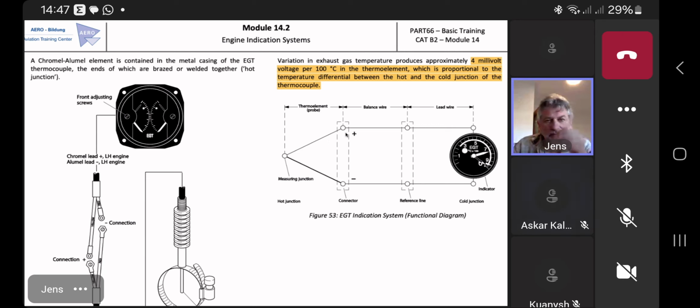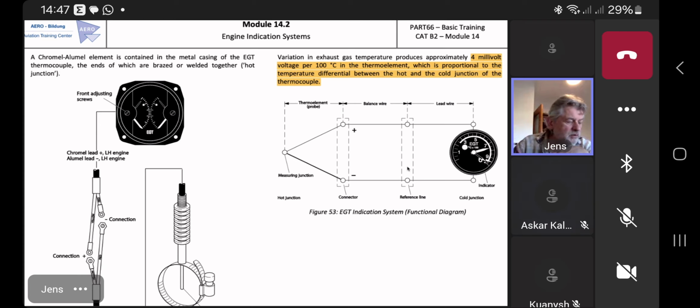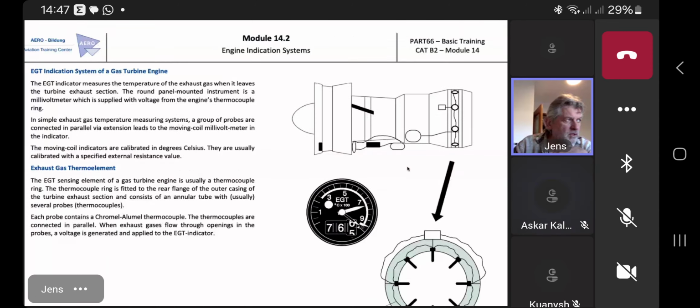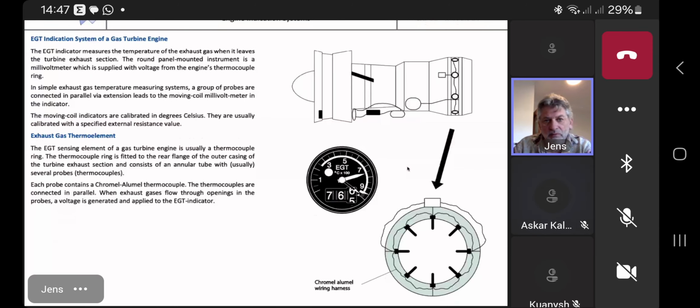Then the way of the measurement goes normally in a so-called junction box, because we have several thermocouples in the circumference. And there's here a balance wire, and then it goes into the indication. Let me check later on, which is more important here. Yeah, those are the thermo elements, as you know them from your engines probably too. They're quite cheap.